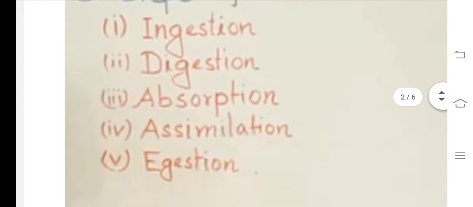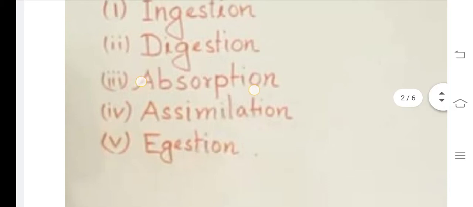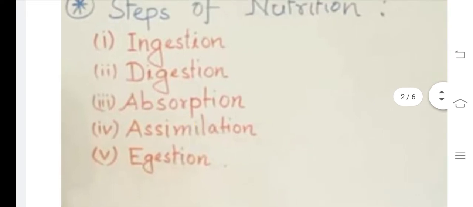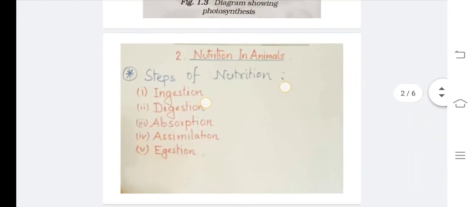Right, children? Last process, assimilation. After absorption, the simple nutrients are utilized by our body by the process of assimilation. Final fifth one, egestion. Egestion means the food that is not absorbed, the undigested food, is thrown out of the body through feces. This process is called egestion. These are the simple stages of nutrition in animals. Right, children? Note down in your notebook.